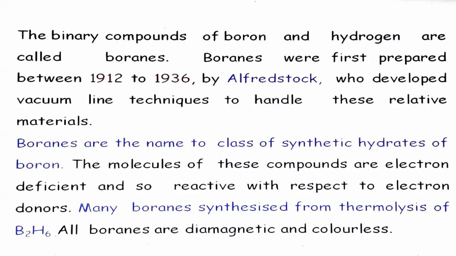So the binary compounds of boron and hydrogen are called boranes, and they were first prepared between 1912 and 1936 by Alfred Stock. Boranes are the name of a class of synthetic hydrides of boron. Many boranes are synthesized from thermolysis of B2H6, and the most important thing, all boranes are diamagnetic and colorless.